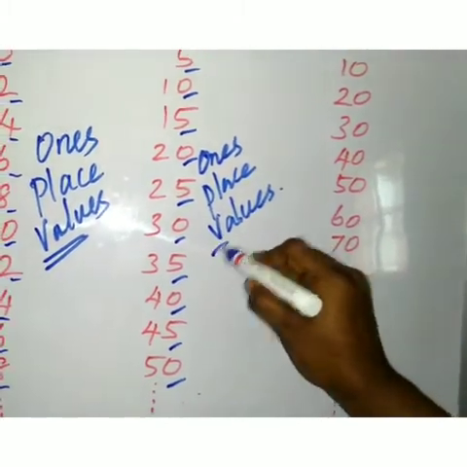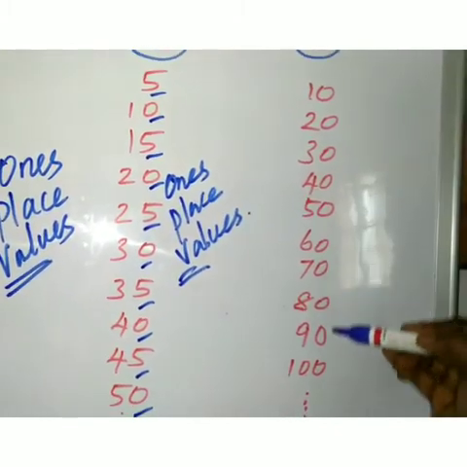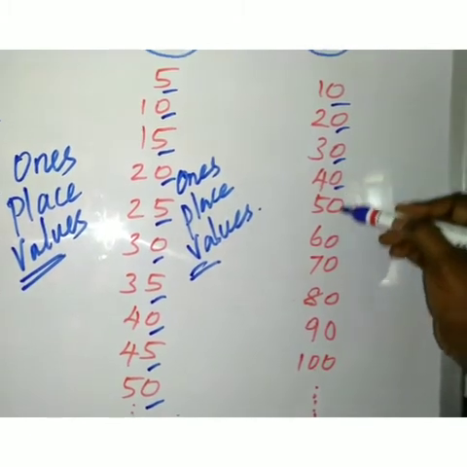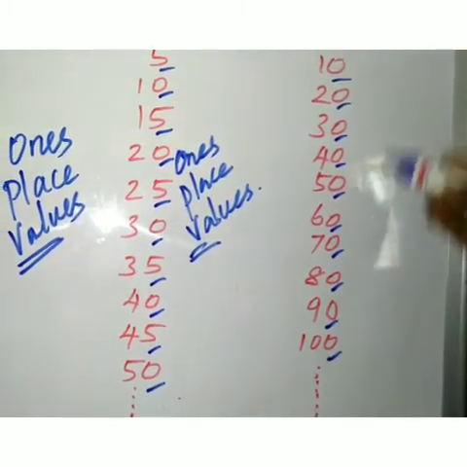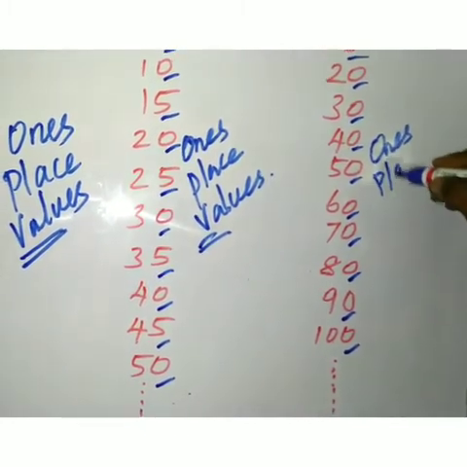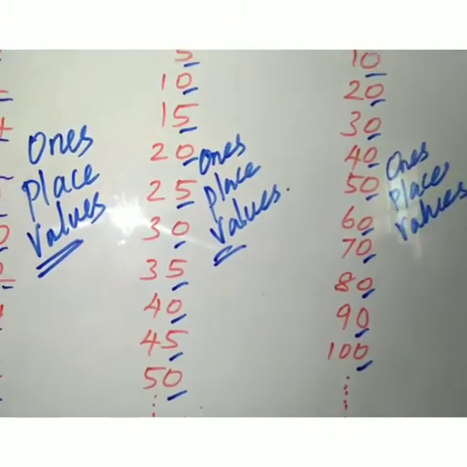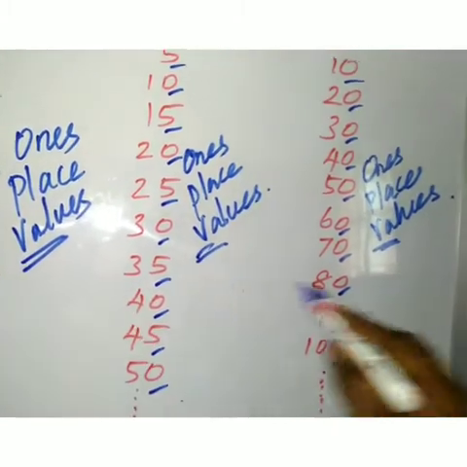Next one is multiples of 10. The answers of the multiplication table of 10 are given: 10, 20, 30, 40, etc. These values are given. Consider the ones place values. All the ones place values of multiples of 10 are 0. For any number which has the ones place value as 0, it can be divided by 10. So these are the rules of divisibility of 2, 5 and 10.